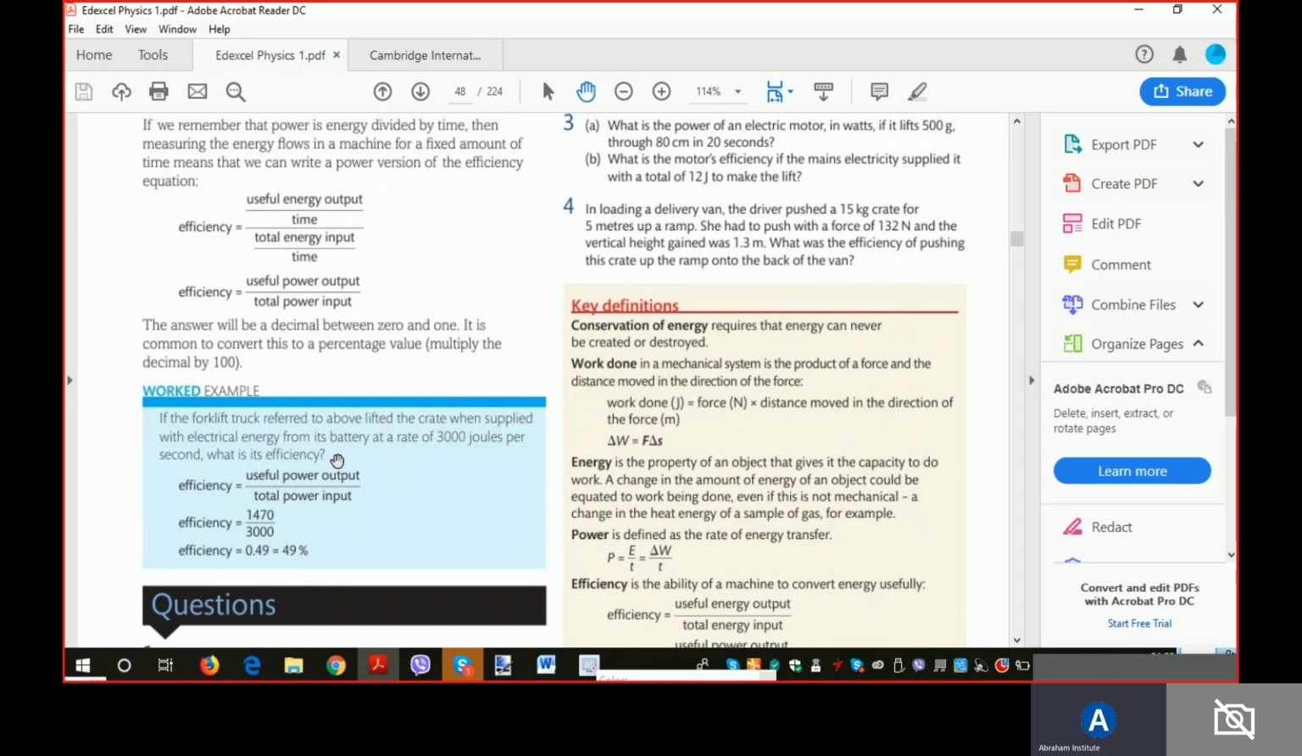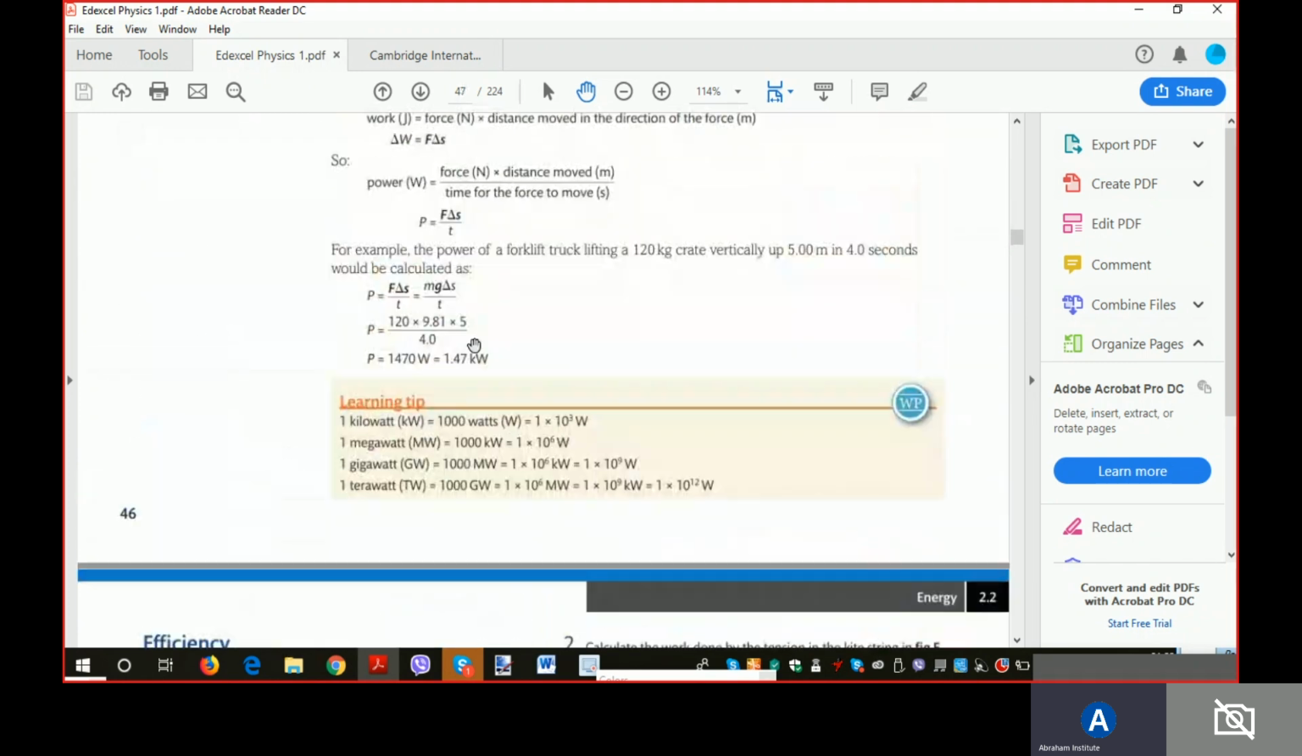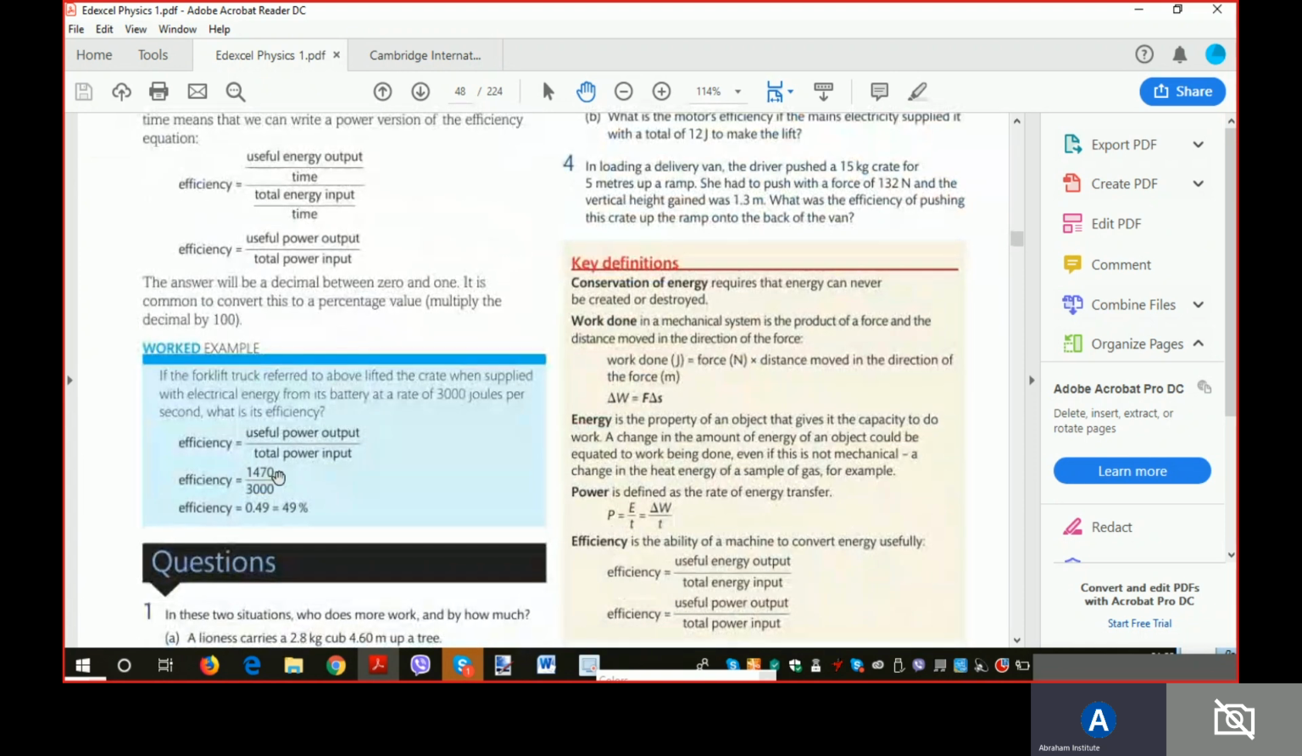Okay, let's go through this example so that you will understand it better. If the forklift truck referred to above lifted the crate when supplied with electrical energy from its battery at a rate of 3000 joules per second, what is its efficiency? Now in the previous part we found the power. This is the useful power, 1.47 kilowatt, or 1470 watt, and the input power is how much? The electrical energy that is supplied to the forklift, that is 3000 joules per second.